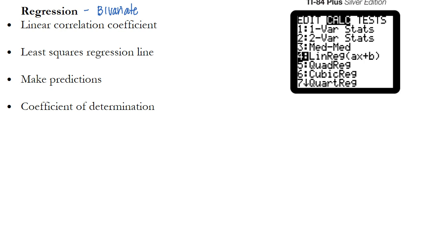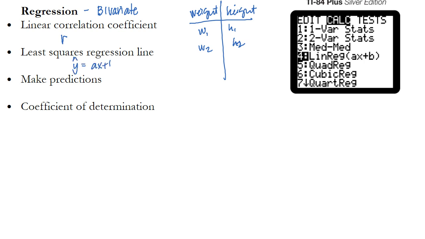Like, let's say we take a person and we want to get their weight and their height. That's 2 measurements on every one individual. So you have some weight value and some height value, weight value, height value, right? The linear correlation coefficient R measures the strength of the relationship between there. The least squared regression line y hat equals ax plus b. It tells you what that line looks like, and then we can use the line to make predictions.